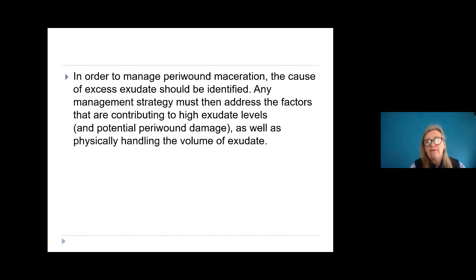So managing peri-wound is the same as everything else. You have to do a good assessment. You have to understand the causes and where possible, mitigate those. And where you can't mitigate them, think about managing the skin locally. So think about your use of adhesives, use skin protectants, and make sure the skin is clean and dry.